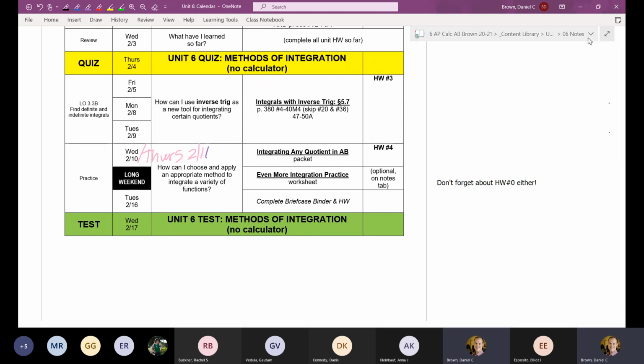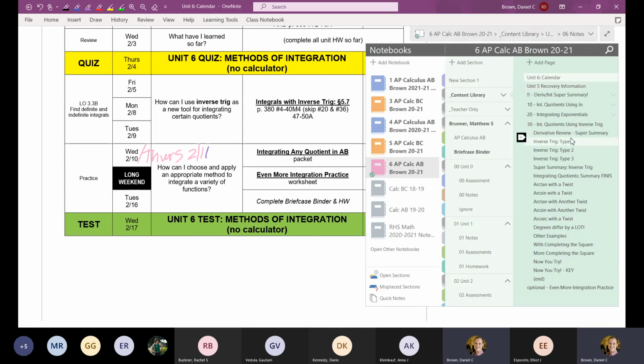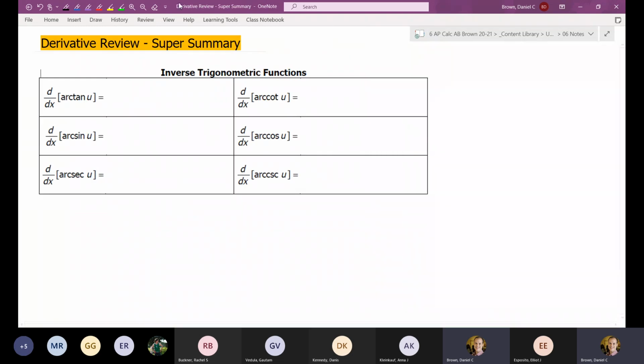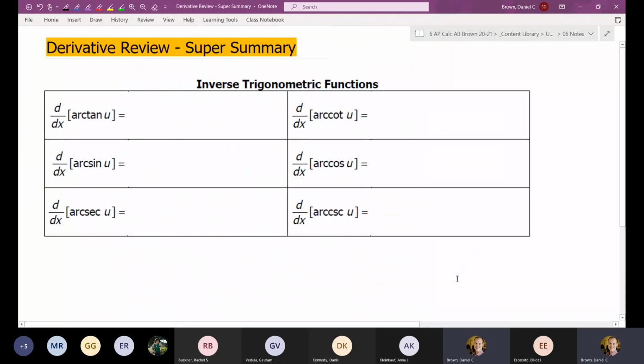So let's review derivatives of inverse trig first. Good review for those of you who had me, and you just need to know this if you didn't have me. When we take the derivative of inverse trig functions, there are 6 of them, but it's really easy to just memorize 3 of them because all the co-ones are just the negative version of the one they're related to. So arc cosine, arc cotangent, arc cosecant, all of those are negative.